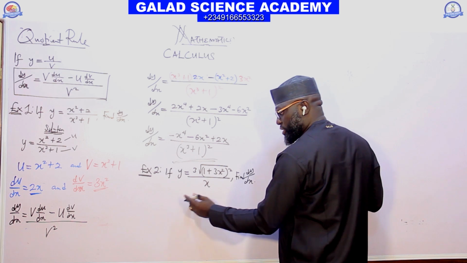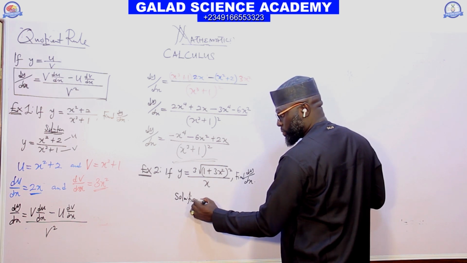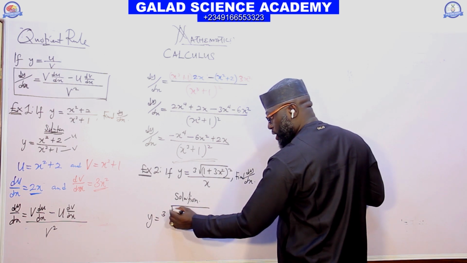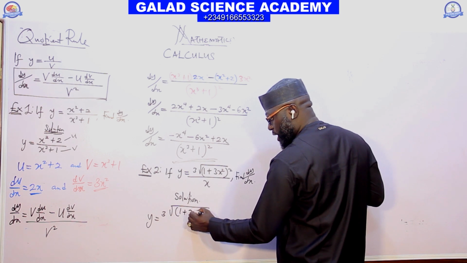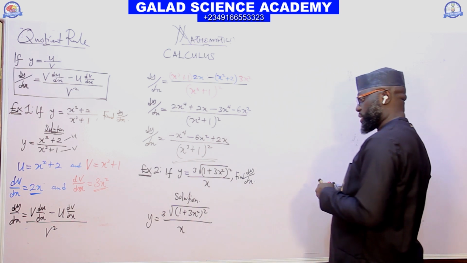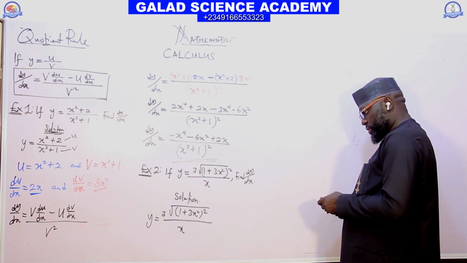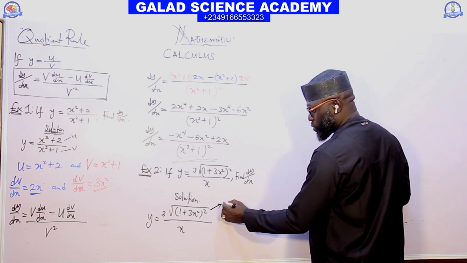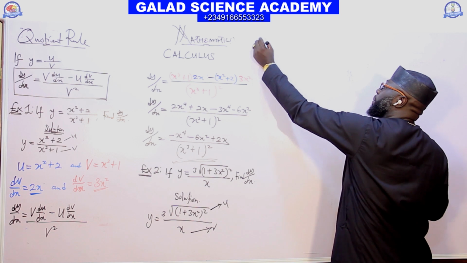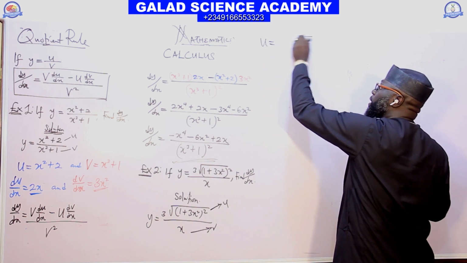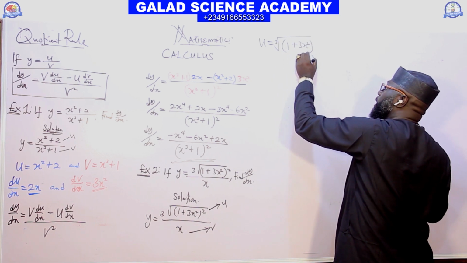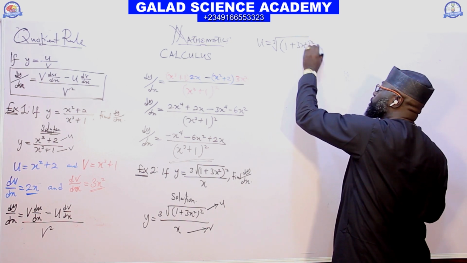So, to solve this, we are given y to be 3 times 1 plus 3x squared, all squared, over x. Don't forget, this is the quotient. This one will be u, and let this be v. So by doing that, my u will be 3 into 1 plus 3x squared, everything squared.